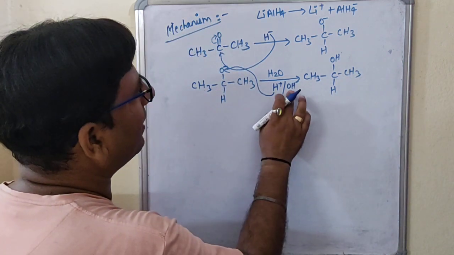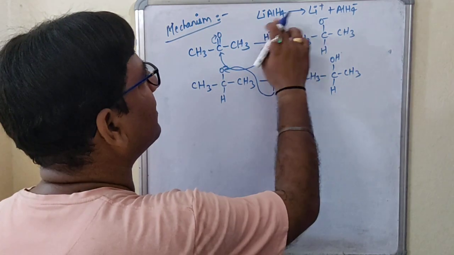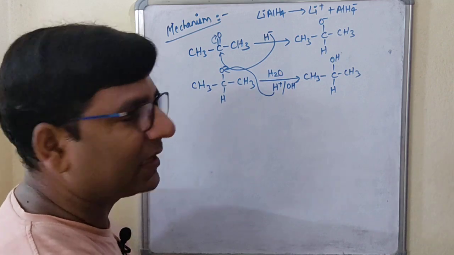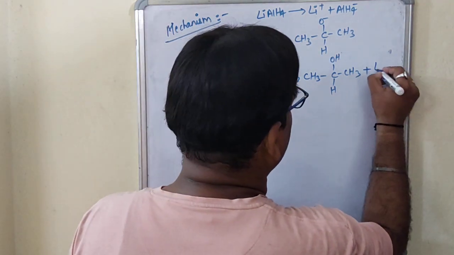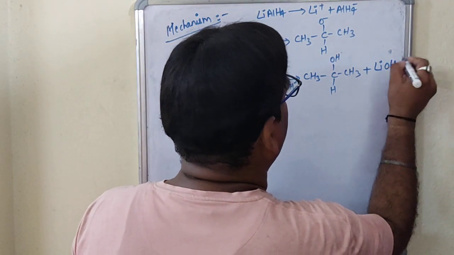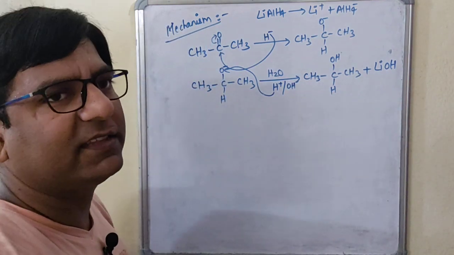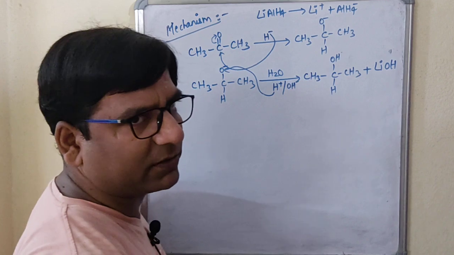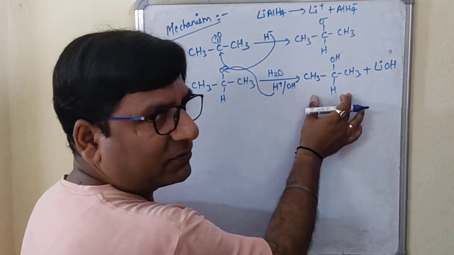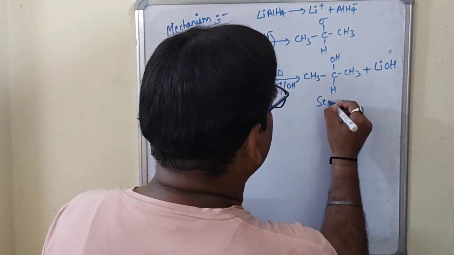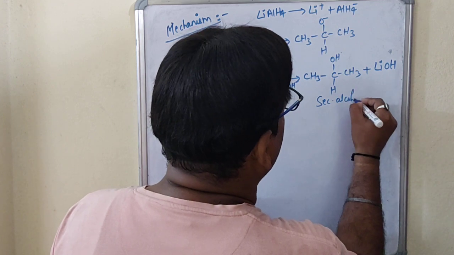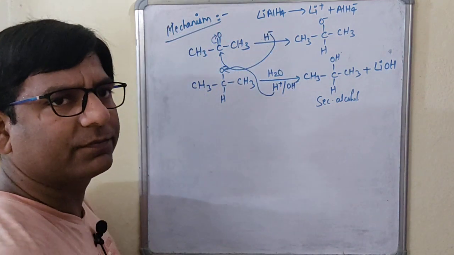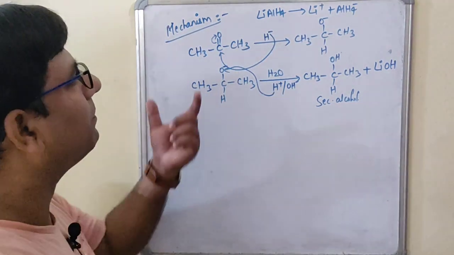Now here we have OH minus, and already in the reagent we have Li plus. Now they will form a byproduct, that is LiOH, lithium hydroxide. This is LiOH, and this is the main product, student. This is the secondary alcohol. So this is the mechanism.